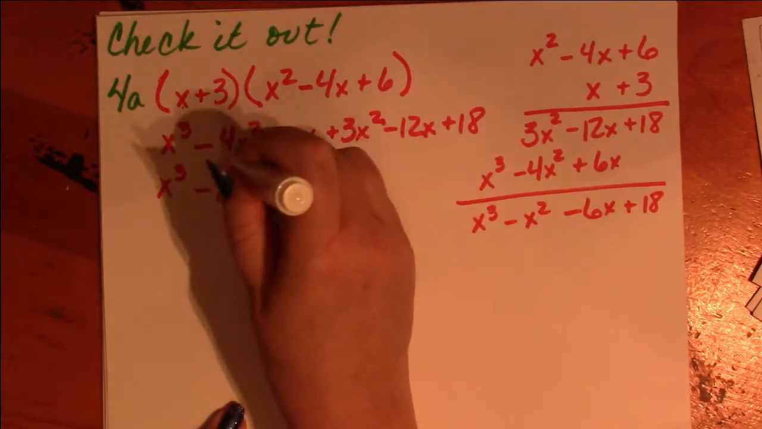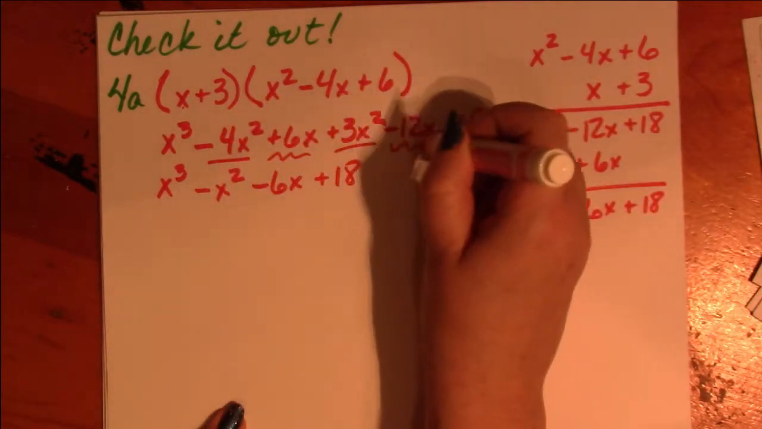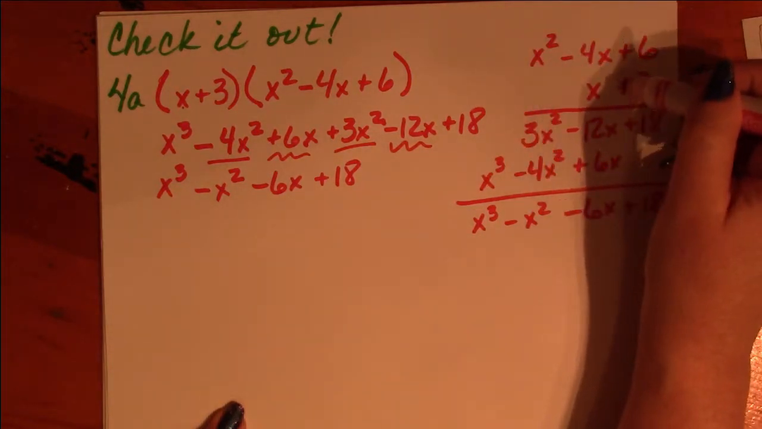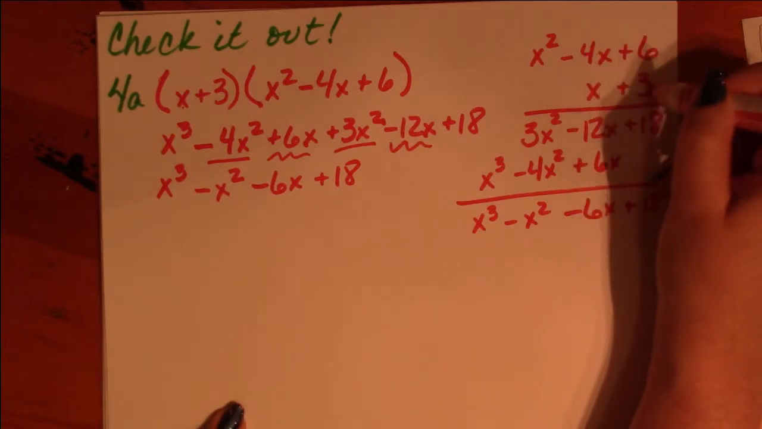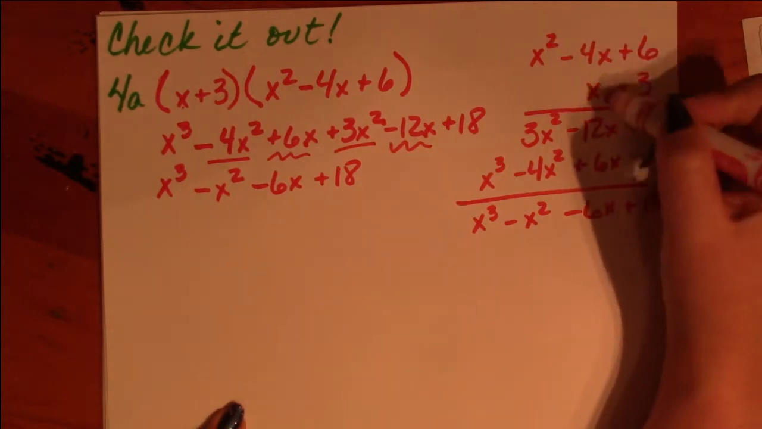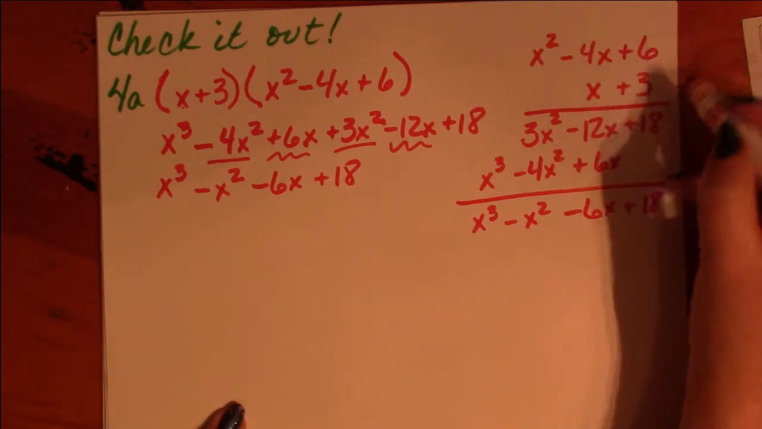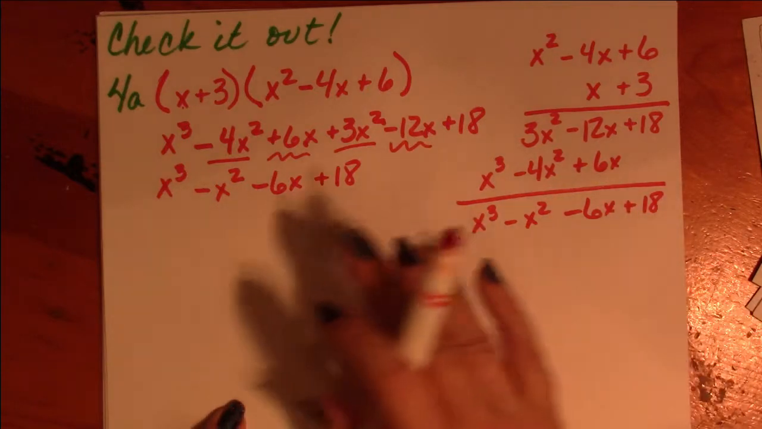And we combine this and this, x squared, and we combine this and this, x, and this is our answer. If you do it the stacked way like this, you get 18 and negative 12x and 3x squared and 6x and negative 4x squared and x cubed, and you combine them this way and you get the same answer.